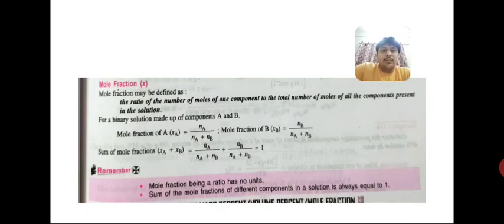So remember one more thing, mole fraction being a ratio has no units, and the sum of the mole fractions of different components in a solution is always equal to 1. So I hope you understood all these concentration related topics. Okay students, then we start with the stoichiometry part.